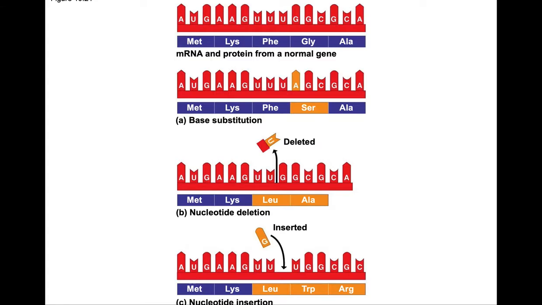Letter B at the bottom says nucleotide deletion. Here I'm removing a letter. If I remove a letter, notice what happens. Instead of having 5 normal amino acids, remember at the top example, we see 5 normal amino acids? Well, now we only have 2 normal, and then we have 2 totally different. And we don't even have a 5th one at all now.